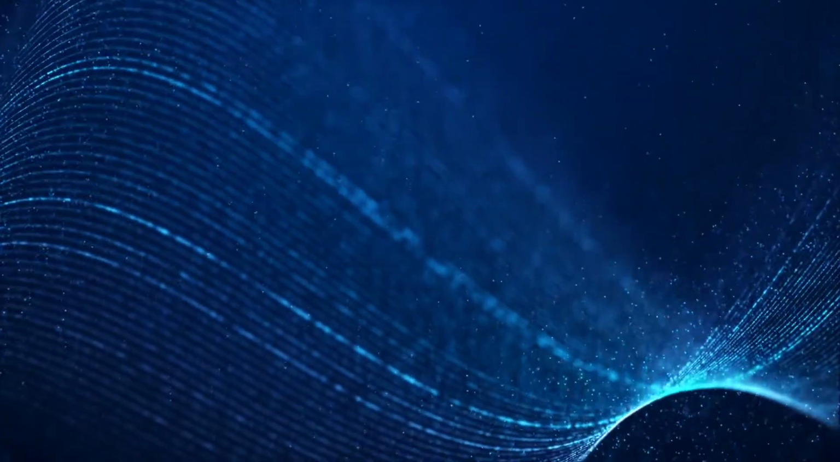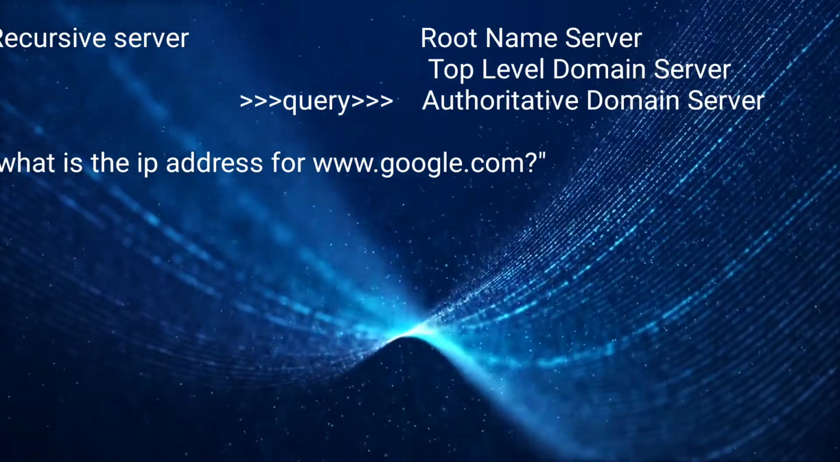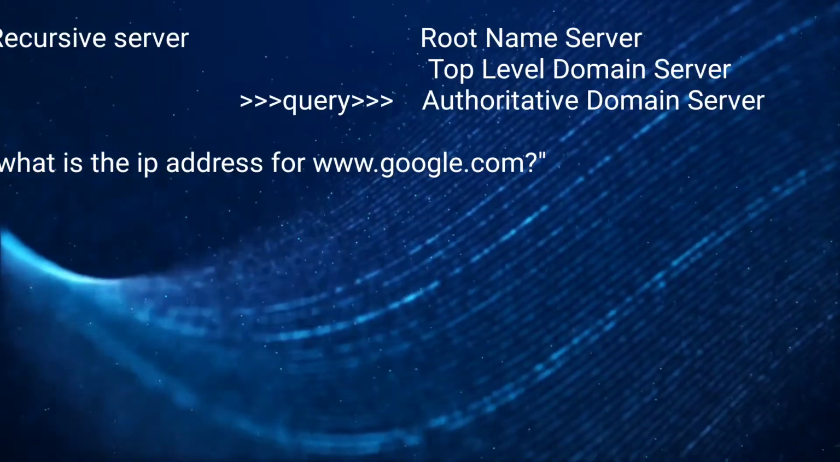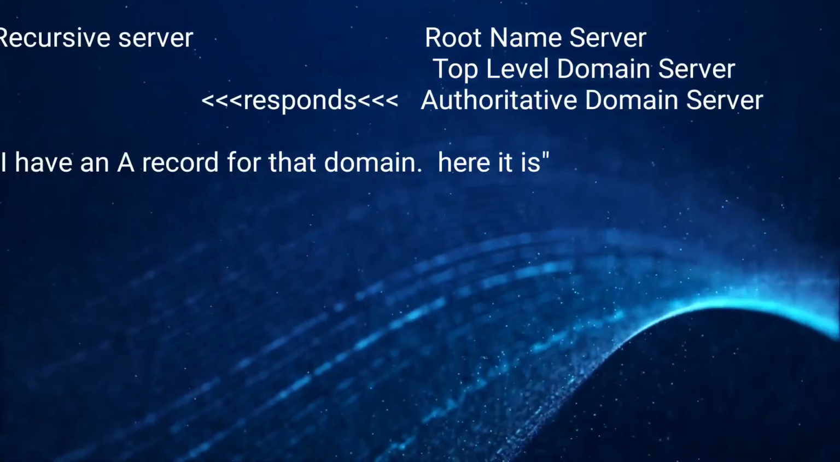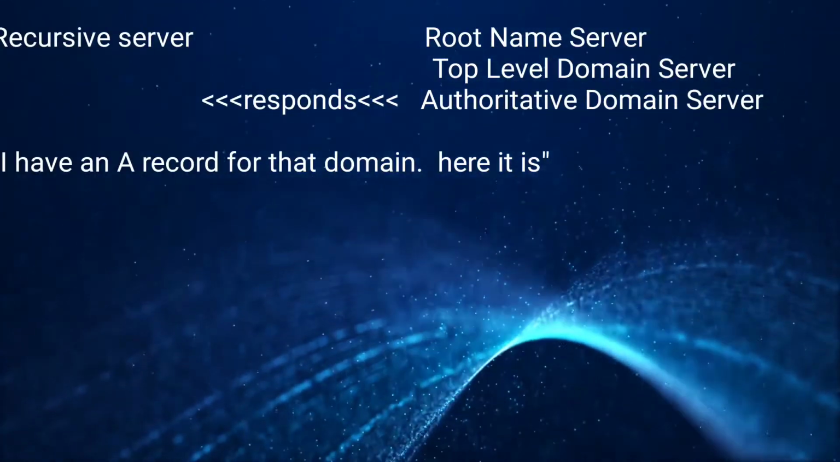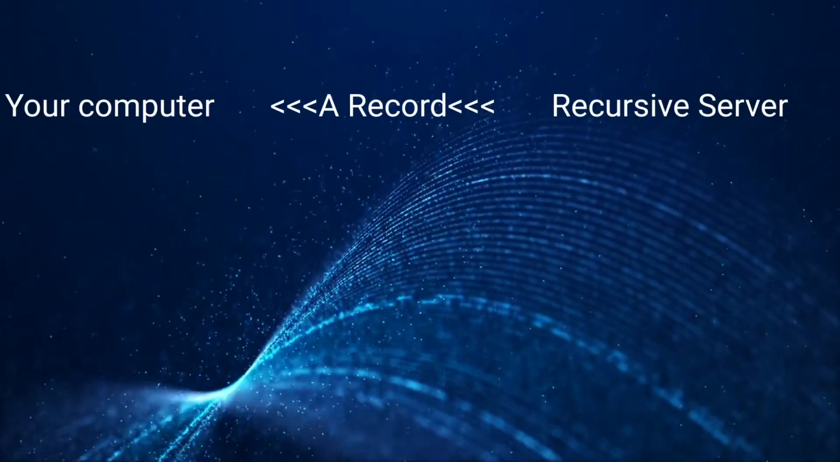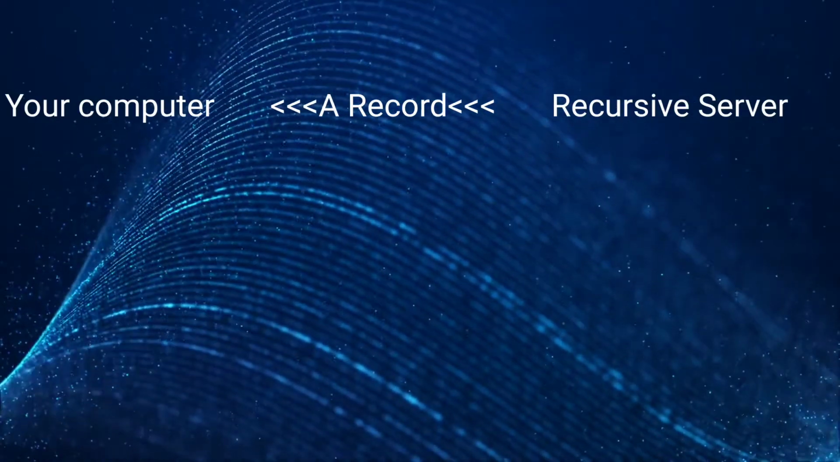So then the recursive server is going to say, okay, and it's going to query the authoritative domain server, and it's going to say, what is the IP address for www.google.com? Well, the recursive server is going to get an answer this time. The authoritative domain server is going to say, hey, I have an A record for that domain. Here it is. And then it's going to send that A record to the recursive server. The recursive server is going to send that A record to your computer.